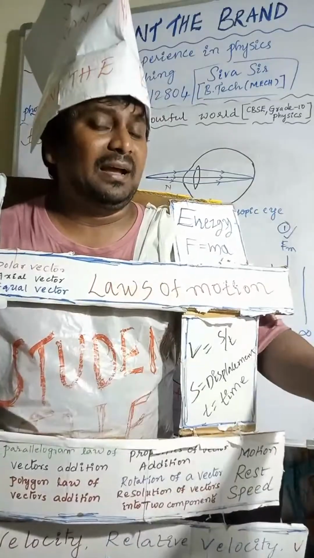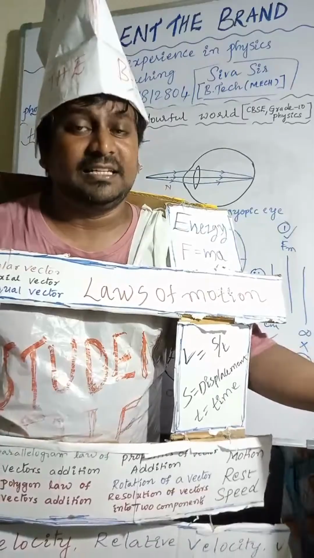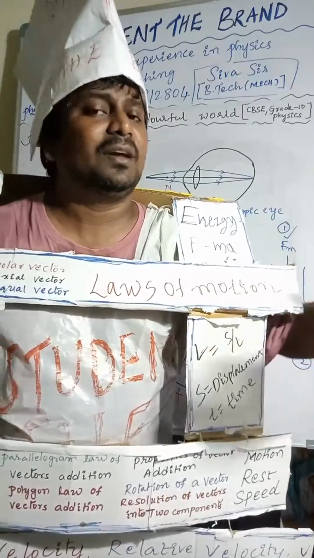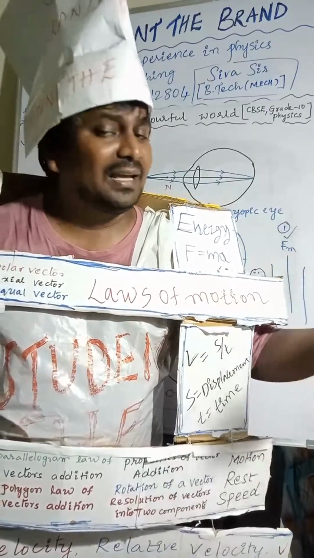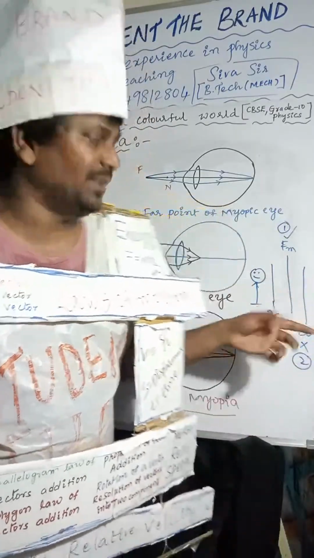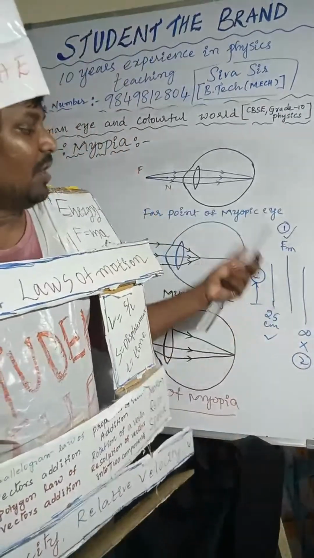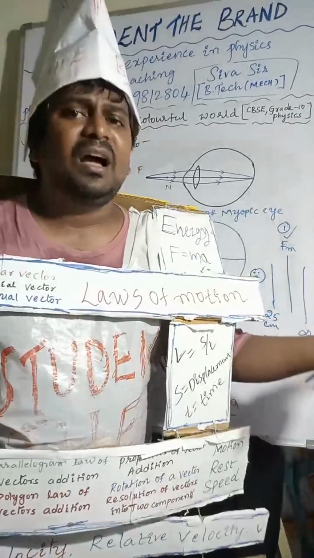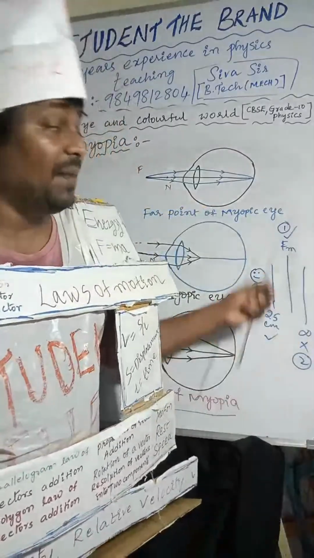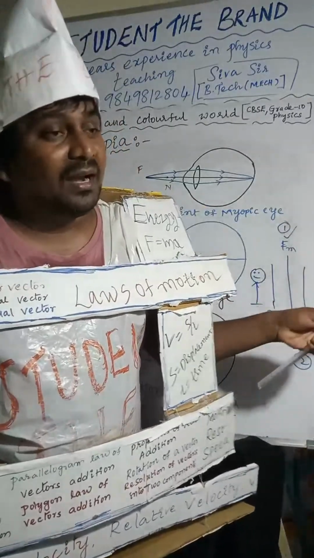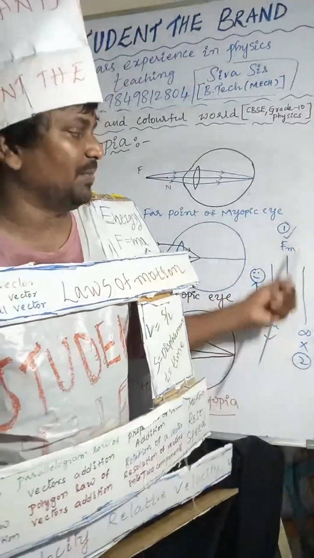Myopia is a condition where the person can see near distance. The near point is 25 centimeters, so you can eliminate this one. Far distance we can't see. But somewhere between the near point and the far point, we can see. Yes or no? Somewhere between we can see.